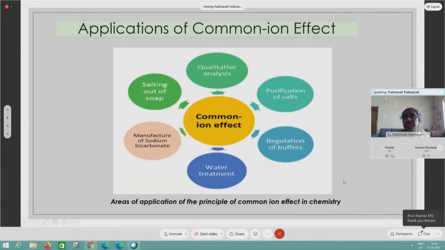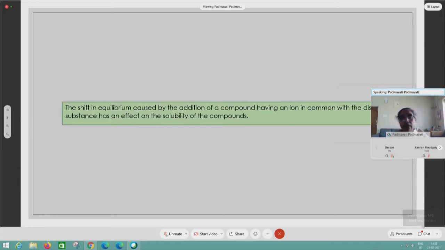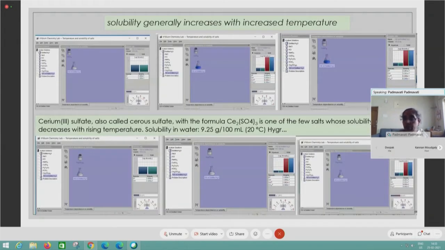So this is how you can check the solubility of the compound and the effect of temperature, and also whether it is exothermic or endothermic, all that can be studied by observing what happens in this slide that is there on the right side.